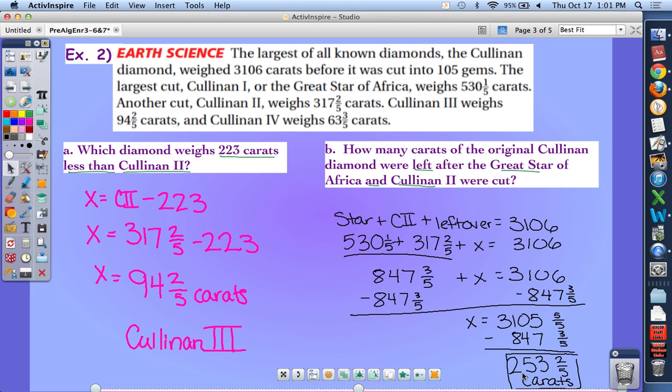So you're going to do the quick check on showing me that you know how to solve equations with rational numbers. You'll be on to your project.